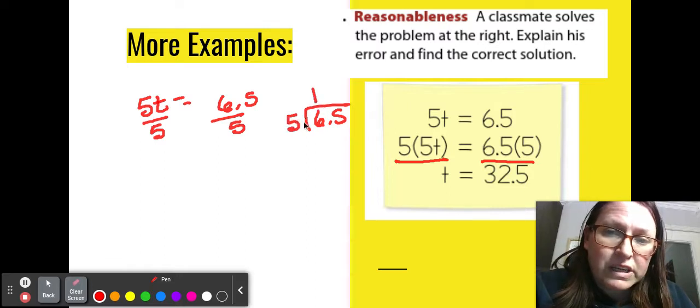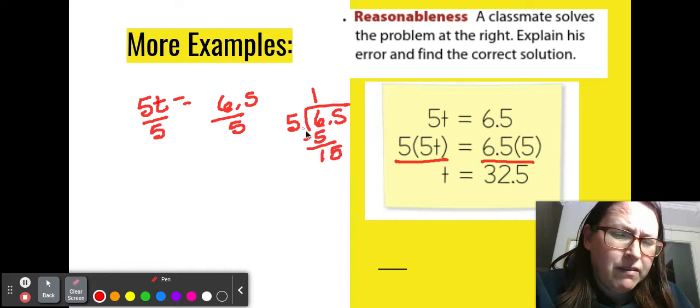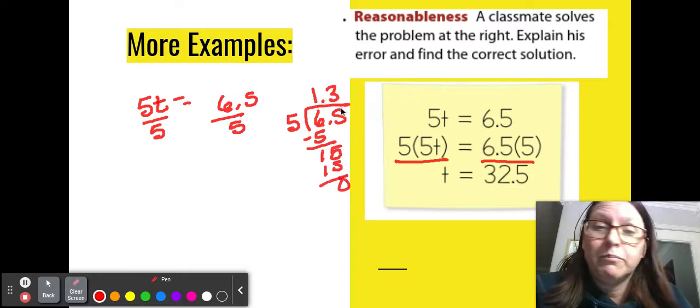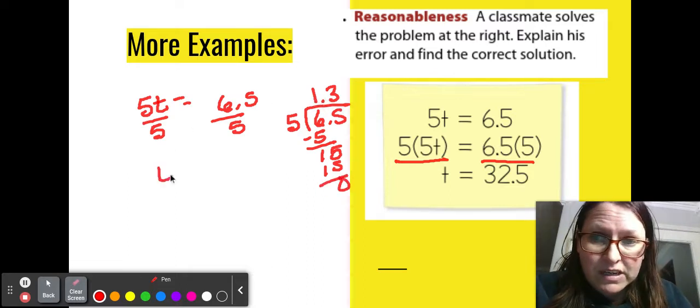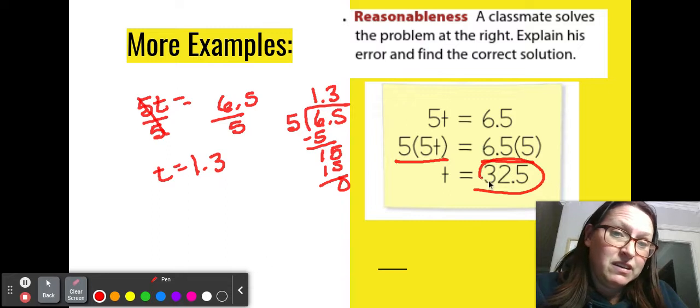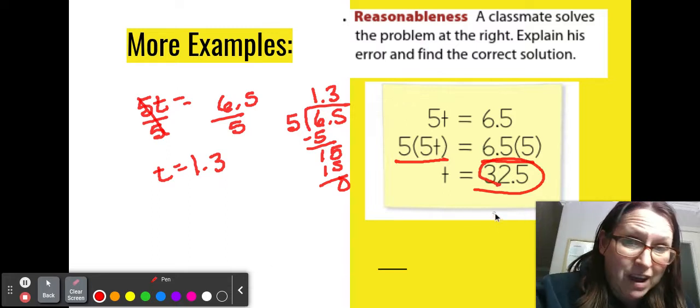5 goes into 6 one time. 1 times 5 is 5. 6 minus 5 is 1. Bring my 5 down. 5 goes into 15 3 times. 3 times 5 is 15. 15 minus 15 is 0. So now I have 1.3 is my answer. So t equals 1.3. That is a big difference compared to 32.5.